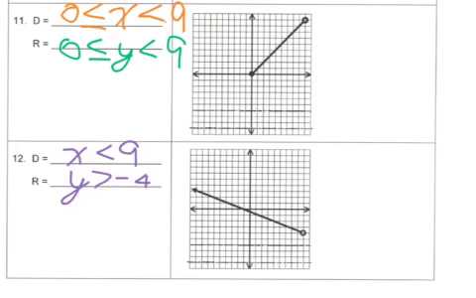Okay. Now is where you should pause it, and I'll let you puzzle this out. The domain starts at 0. It's a solid dot, so we have less than or equal to x. The open circle is at 9 on the x values, so we use just the less than because it's an open circle. Same goes for the y values.